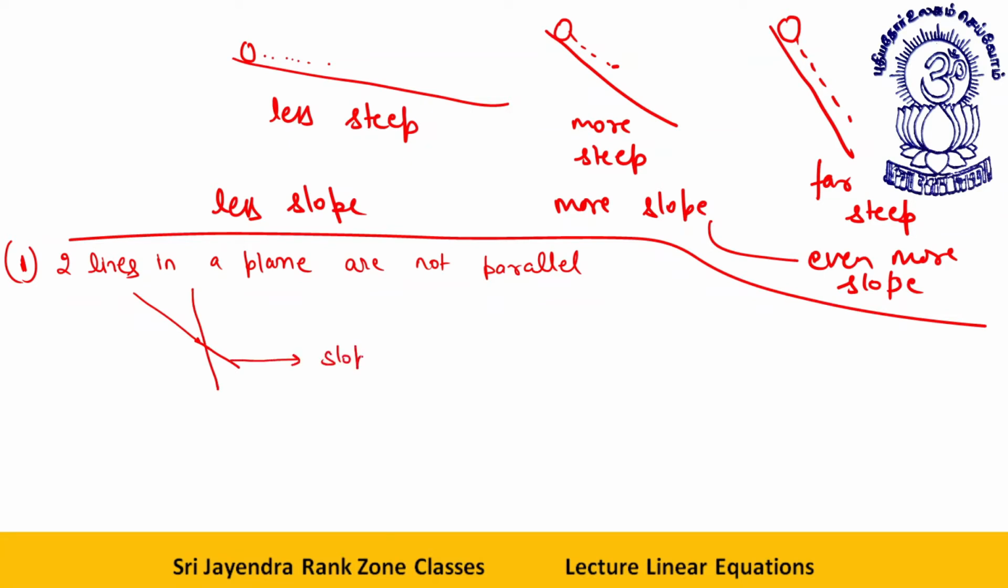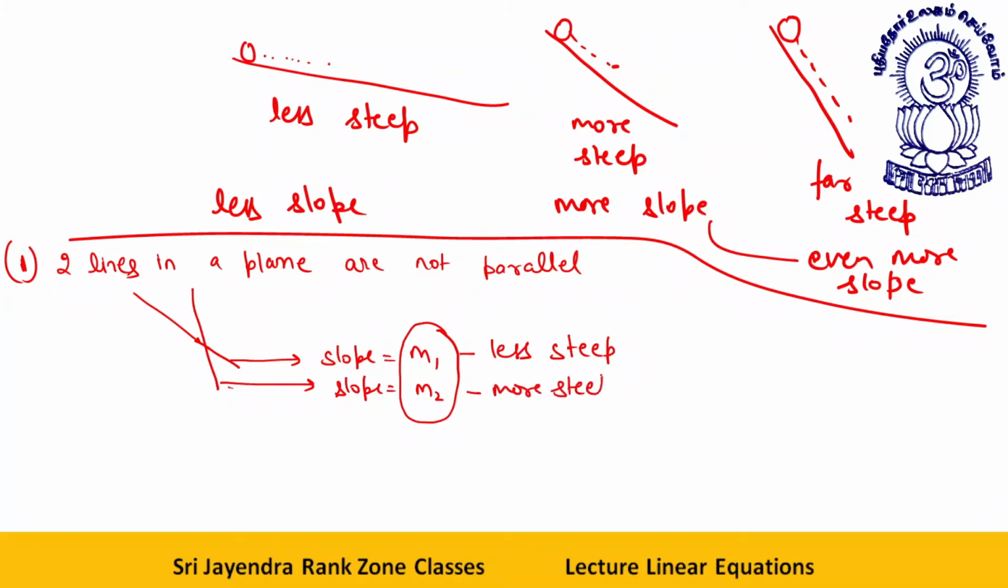This line has slope m1. Slope is represented by m. The other line has slope m2. Okay, slope m1 and slope m2. Clearly, I know this line is less steep. This line is more steep. When I say this line has less slope and this line has more slope, what I will say is m1 is not equal to m2. Why? Because the slope of the second line is greater than the slope of the first line. A ball kept over here will immediately roll down to the ground. This will take some time to come down to the ground. Getting this basic point, my dear students?